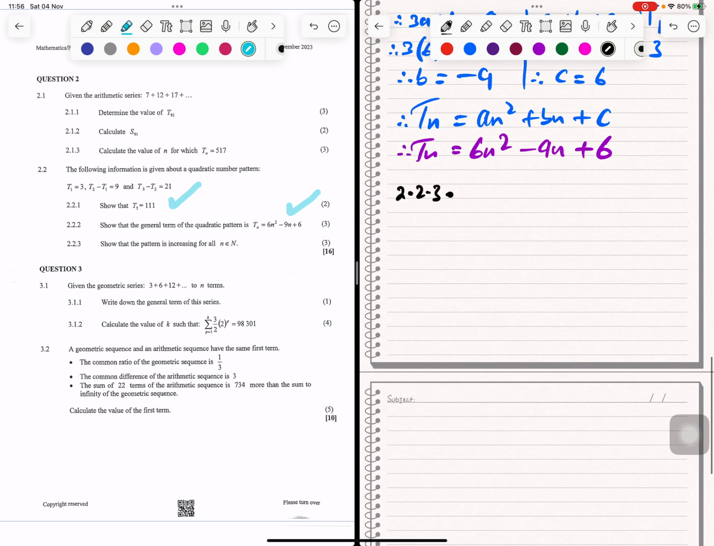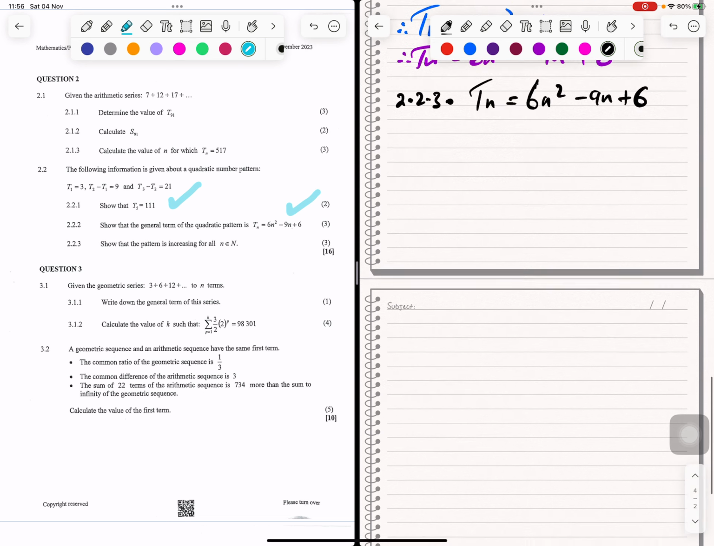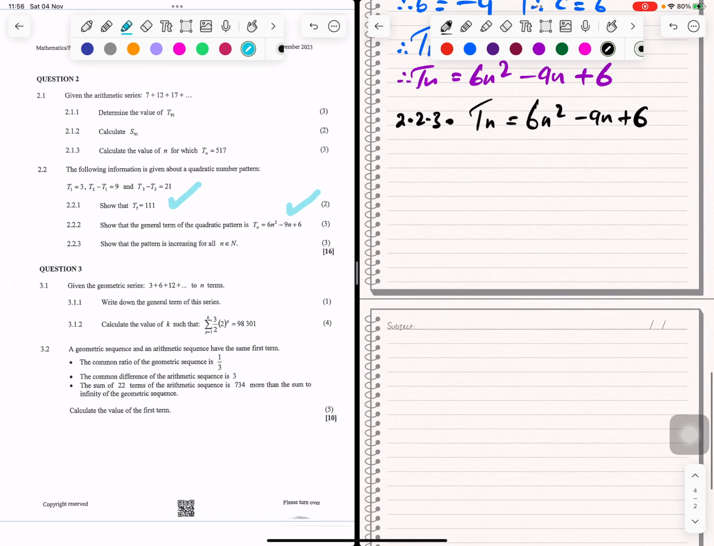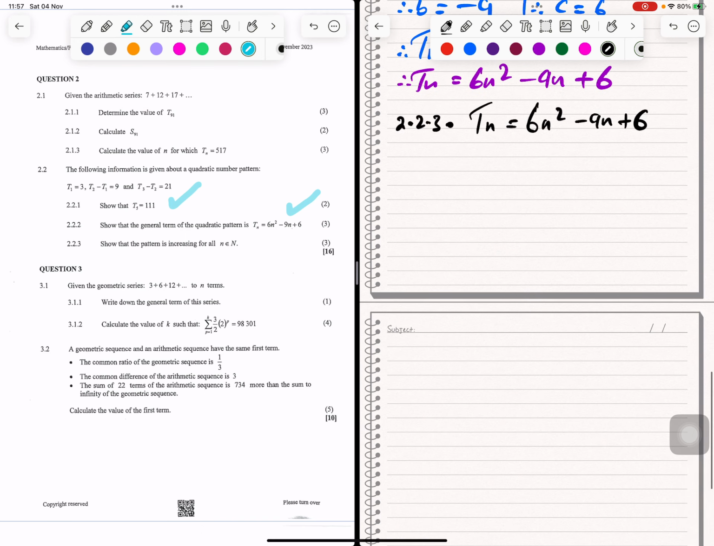Now, let's answer the next question, which is 2.2.3. They say to you, show that the pattern is increasing for all n, being natural numbers. Now, in this type of question, it hangs students like a light bulb in most cases. In this case, you have Tn equal to 6n squared minus 9n plus 6. Like I said, students really bite the dust here. How? Think about it as a function. In this case, a is positive, so this graph is going to really behave like this.